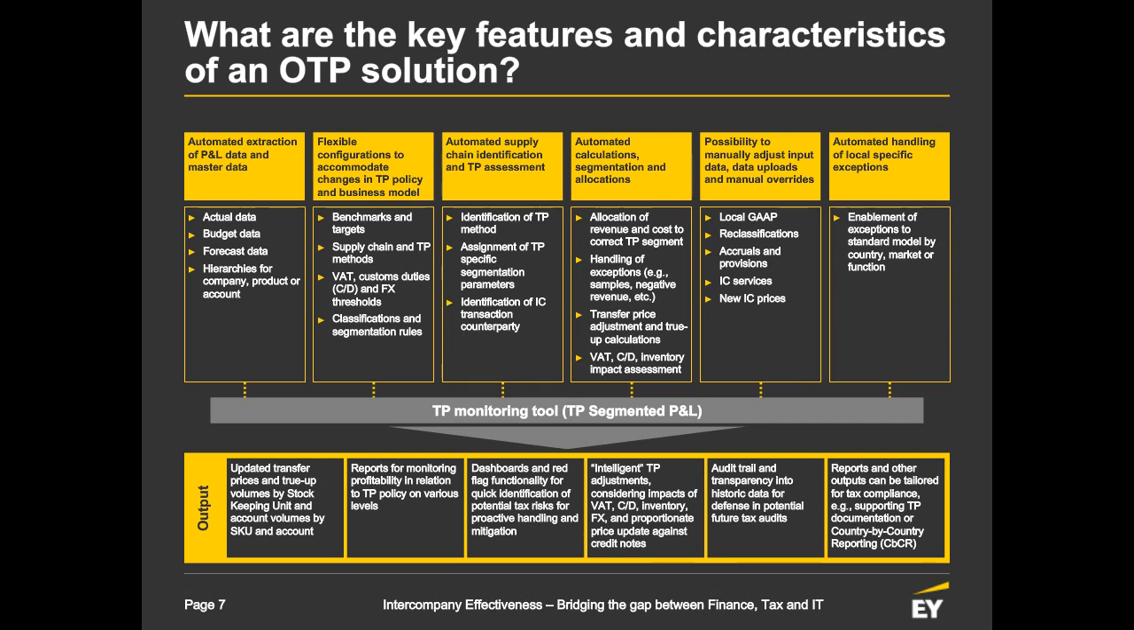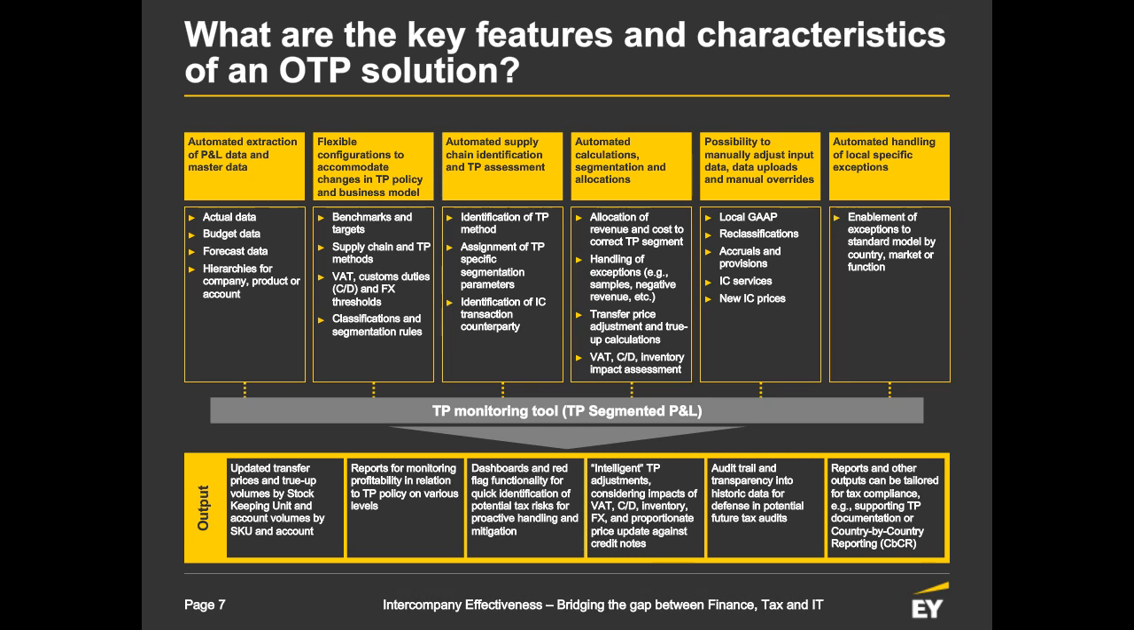So in terms of the outputs, we can have a look at the segmented P&L. We've got a concept of managing by exception, so that the reports and the tools flag to us where we have deviations, and we can focus our attention on the most important items rather than reviewing many, many lines of data. We mentioned before about the impact TP adjustments can have on other areas of the business. So we've got a concept of intelligent TP adjustments, where we can quantify the impact that we may have on customs, VAT, inventory and stock revaluations, or indeed the exchange rates and the hedging.